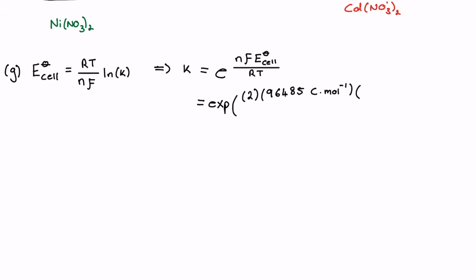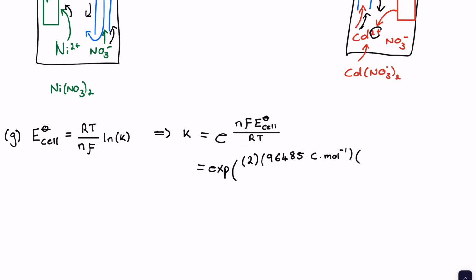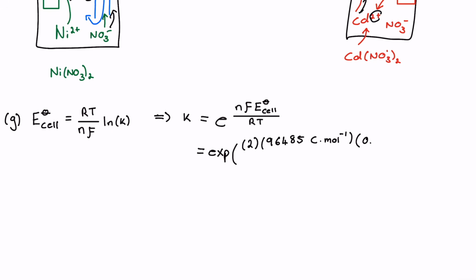Our E cell has a value in volt, which we calculated, so 0.15 volt, and that is in joule per coulomb, right? So a volt has the same units as joule per coulomb. So a volt is 1 joule per coulomb. We use R as 8.3145 joule per Kelvin per mole.